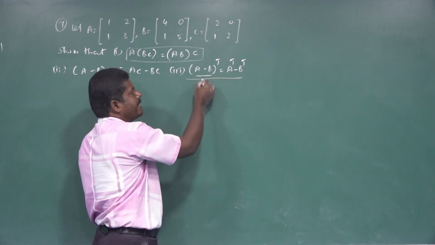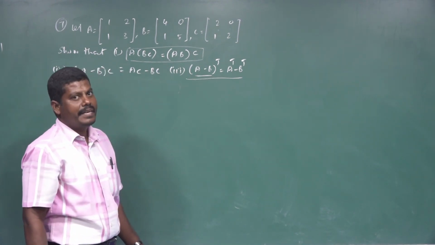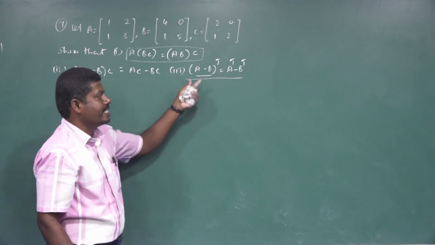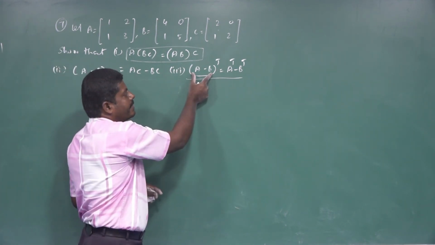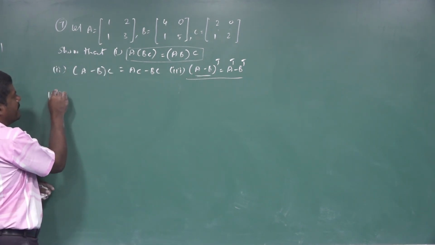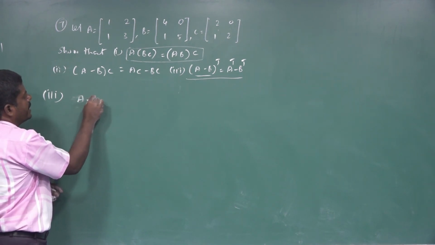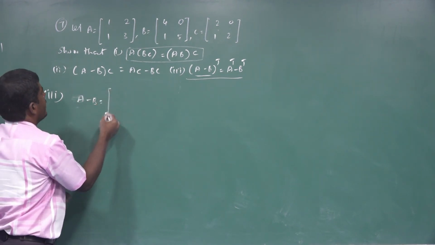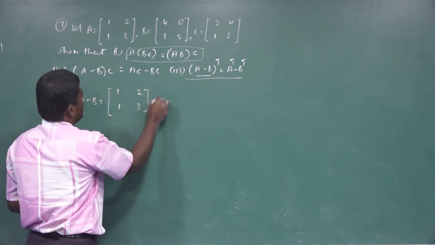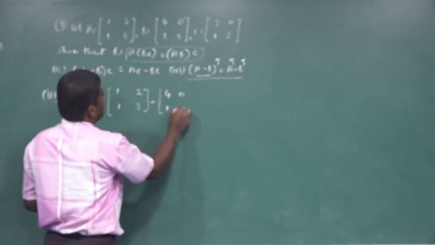First you take the left side. Within the bracket we have A minus B. First you find A minus B because, according to our BODMAS rule, our first preference is bracket. Third question: first you are going to find A minus B. Now you take the A matrix 1, 2, 1, 3 minus the B matrix 4, 0, 1, 5.